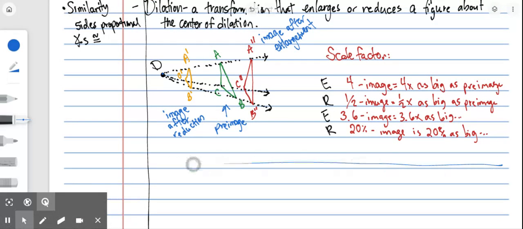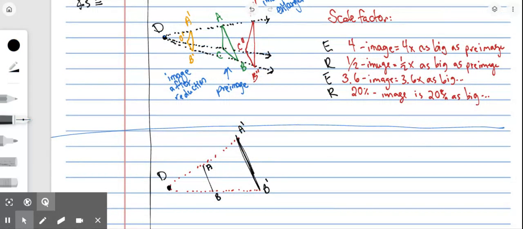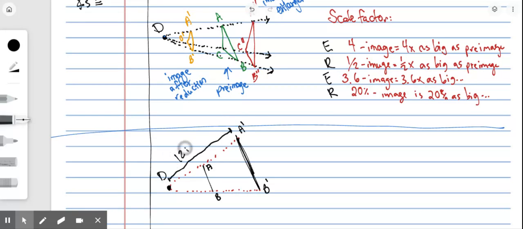So I'm going to draw an example. Okay, for this example, I'm using line segment AB, and I have dilated it to line segment A prime, B prime. So I want to find the scale factor. So there are some pieces of information that I'm given. I am given that this whole length from D to A prime is 12 inches. And then I'm given that this shorter length right here from D to A is 8 inches. Okay, so I'm supposed to find the scale factor.